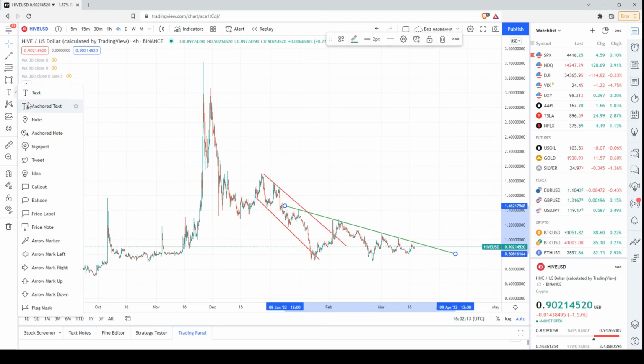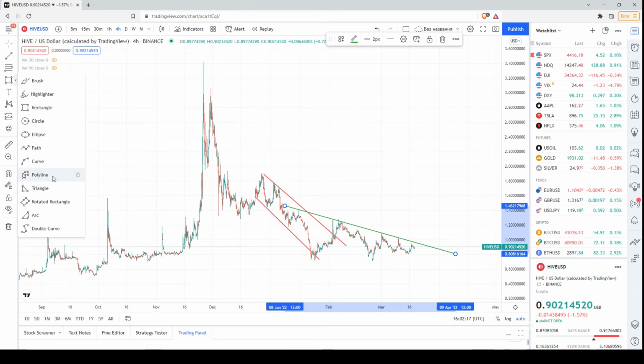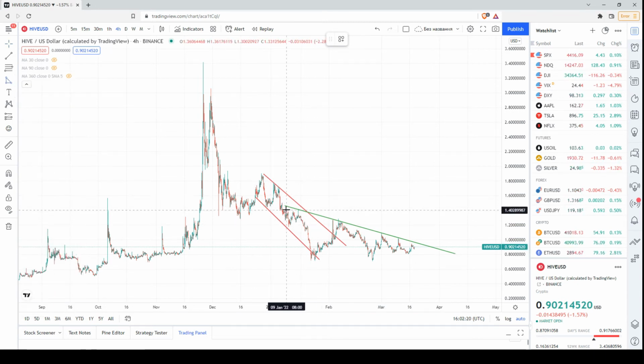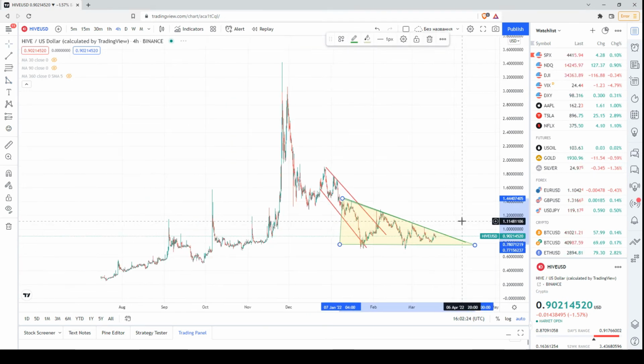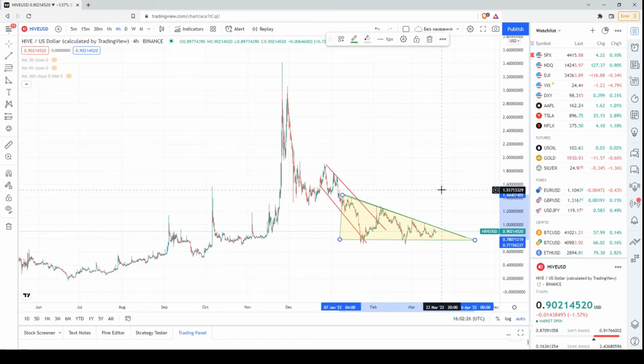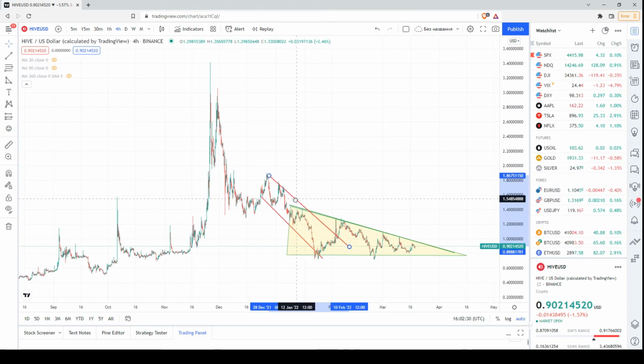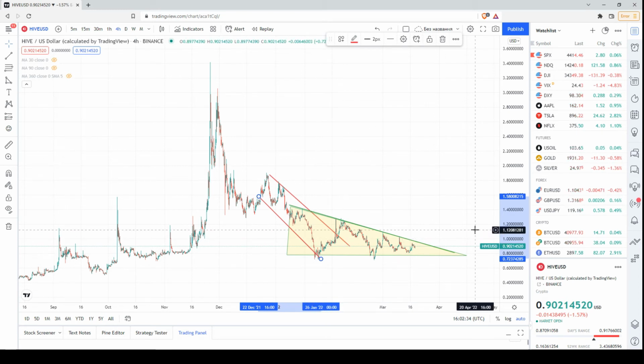Also, who knows, we can say probably that we have a triangle here, a descending triangle or something like this. Let's wait and see what happens. So fellas, I would like to mention that this triangle and the exit from the descending channel and this sideways movement is some kind of confirmation of the improvement of the market sentiment.